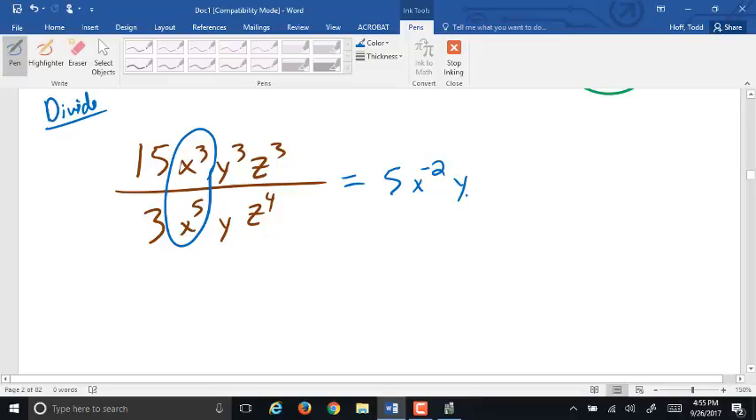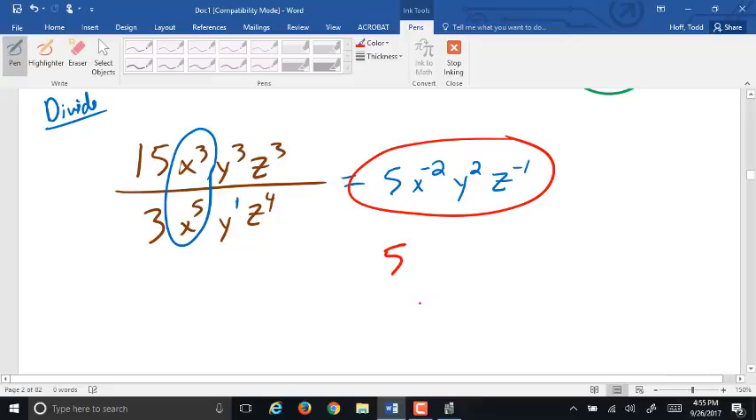How about y? Yes, this is y to the 1, so 3 minus 1 is 2, so it's y to the second. Z? Perfect. 3 minus 4 is negative 1. Now again, if this were a paper and pencil test, that answer would be fine by me. My math lab is going to most likely ask for positive exponents. So that's going to be 5. The number is going to stay.